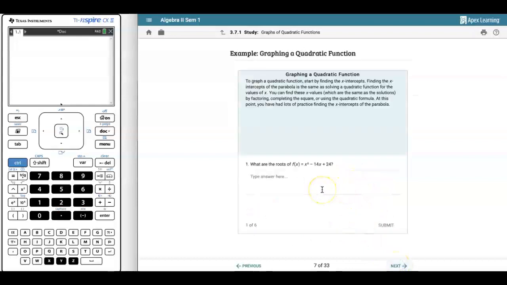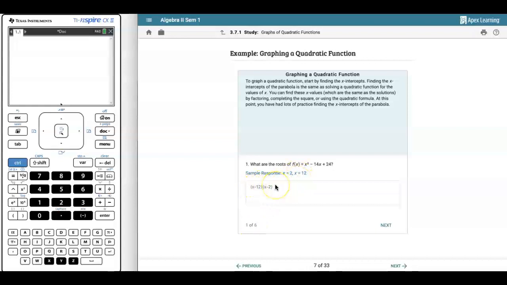Moving forward with this one, the roots of this guy. We have a negative value here, but a positive value here. So I'm going to have x minus something multiplied by, again, x minus something. Now, I know off the top of my head there's a couple combinations that are going to give me 24, but the only one that's going to add up to give me negative 14 is negative 12 and negative 2. So that would be what my equation looks like.